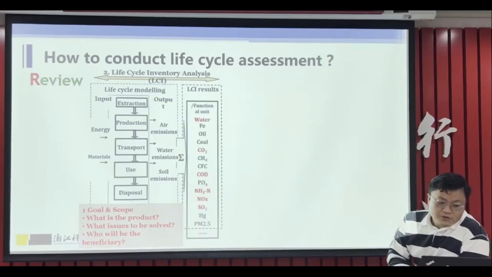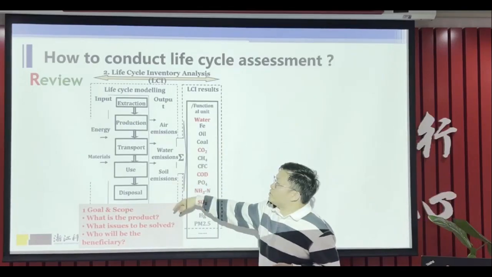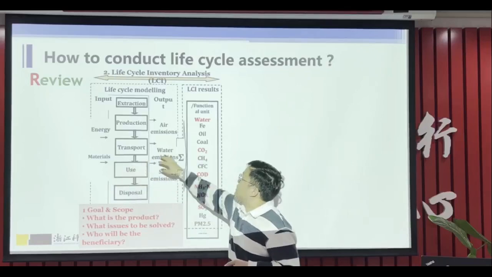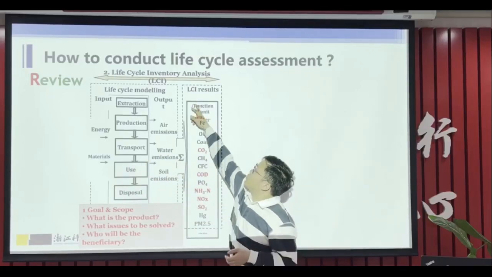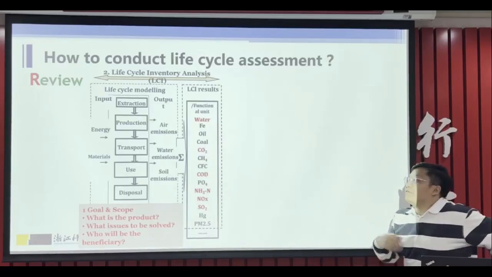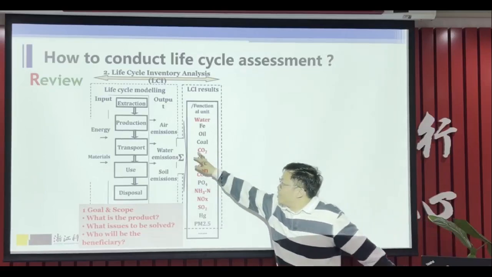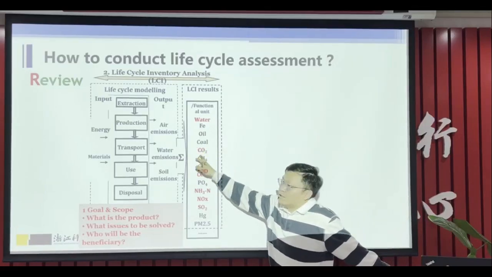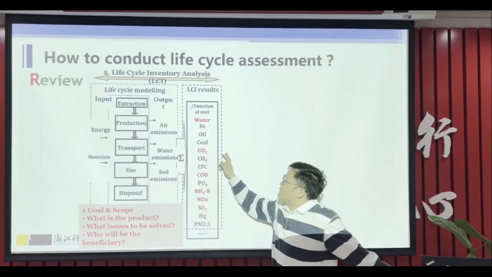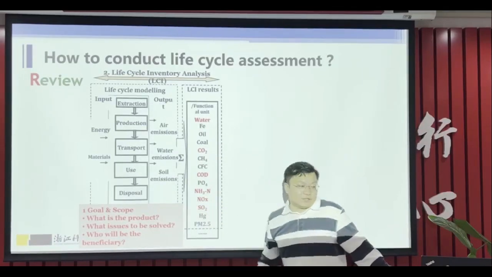And then we should convert all these input and output data to our functional unit. Functional unit means we should have a calculation basis. For example, we want to have some CO2 emission data, NOx emission data, SO2 emission data, and so on.